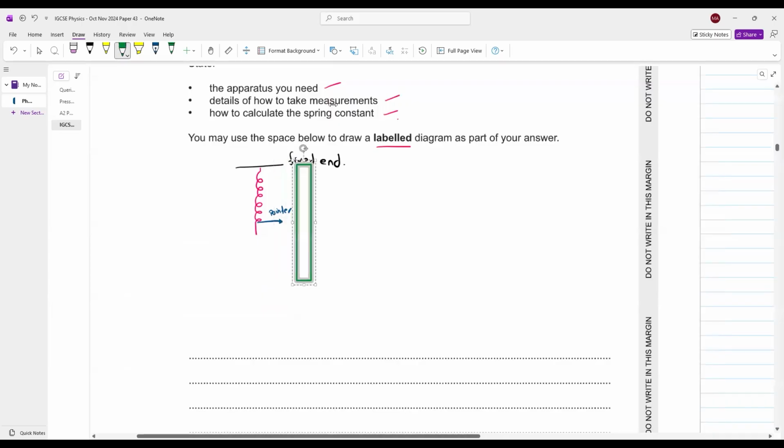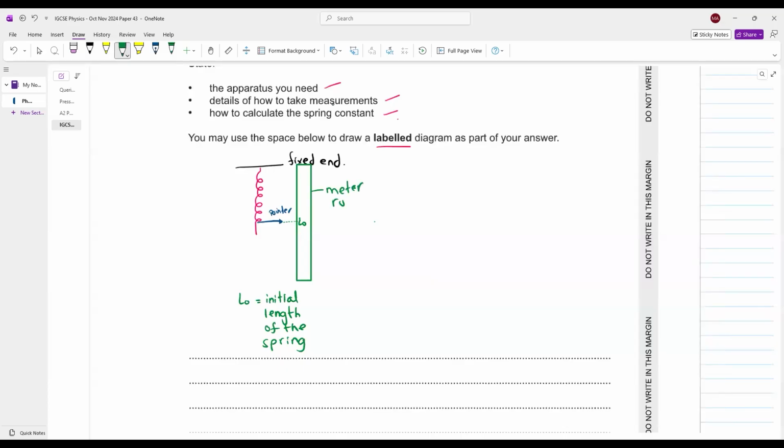Let's say this is your meter rule. This is your initial length of the spring, L naught. You can say L naught is your initial length of the spring. Perfect. This is your meter rule. Label this as well. Now, what will you do further?